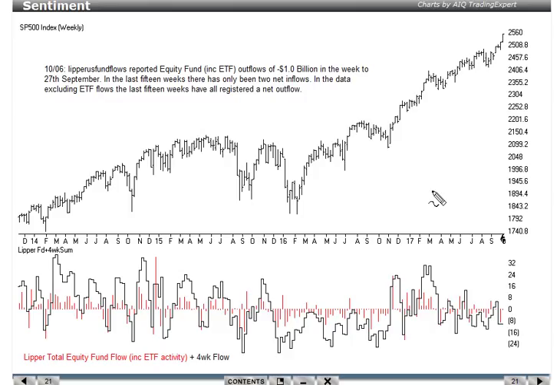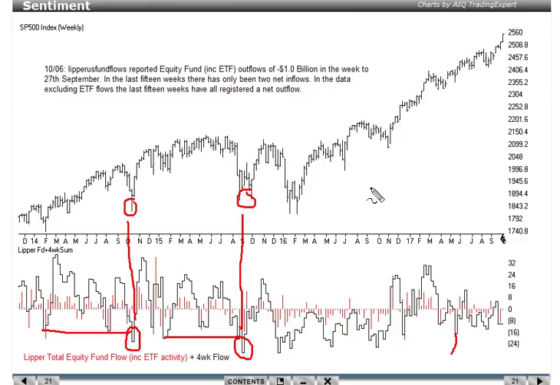Another sentiment indicator which has a much better record of picking bottoms than tops from a contrarian point of view: the Lipper US fund flows. I look at the 4-week flow data, this black line here, much more reliable when we see really bearish readings, severe high outflows. Not really seeing anything at the moment of use, but again this week Lipper US fund flows reported equity funds including ETF outflows of a negative $1 billion in the week to the 27th. Apologies, that should read the 4th of October.